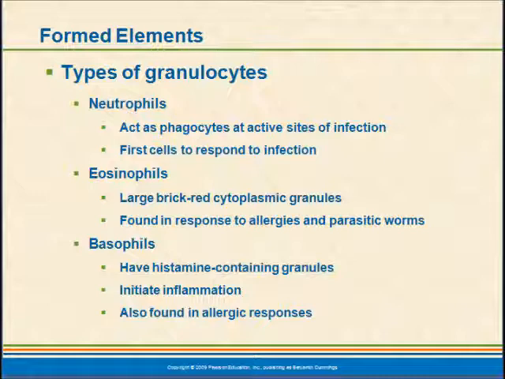Eosinophils, these are large, kind of brick red cytoplasmic granules, and they are found in response to allergies and parasitic worms. So if I were to ask a test question which said, which one of these is associated with parasitic worms, the answer would be eosinophils. On the other hand, when we look at basophils, they are also found in response to allergic reactions. So if I said which of these is associated with allergic reactions, the answer would be both eosinophils and basophils.